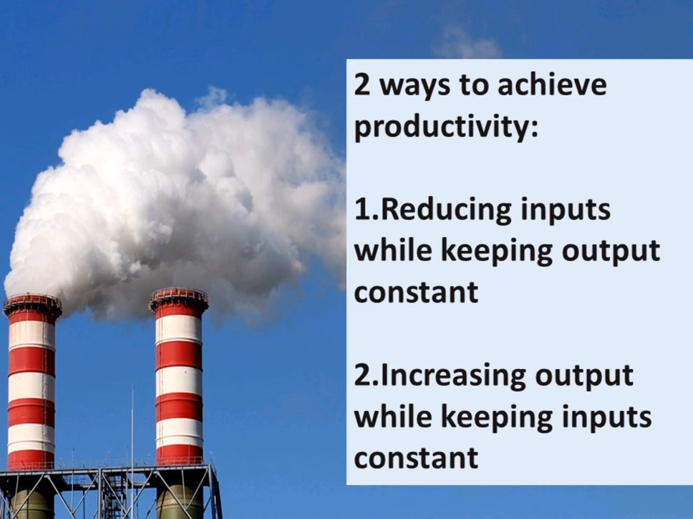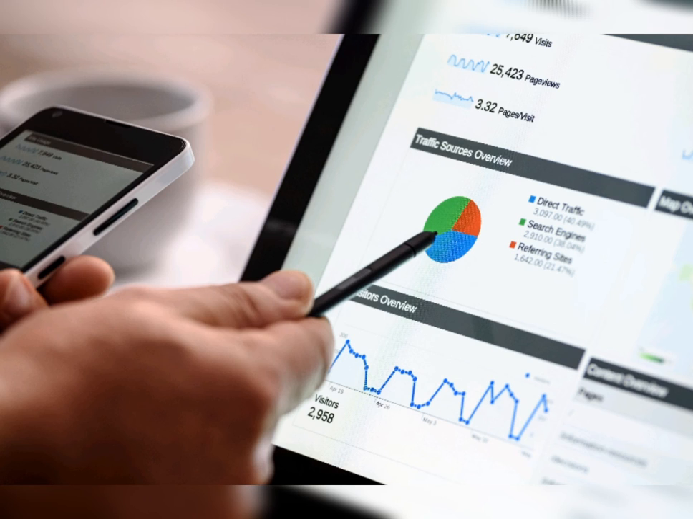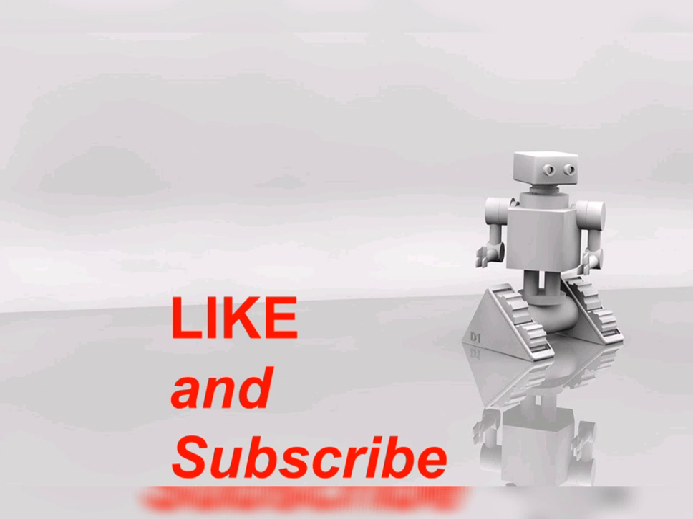Productivity can be improved in 2 ways: reducing inputs while keeping output constant, or increasing output while keeping inputs constant. In summary, productivity is essentially a scorecard of how efficiently resources are used and a measure of competitiveness. Productivity is measured on many levels and is of interest to a wide range of people. It can track performance over time and help managers identify problems. Similarly, productivity can be measured for an entire industry and even a country.